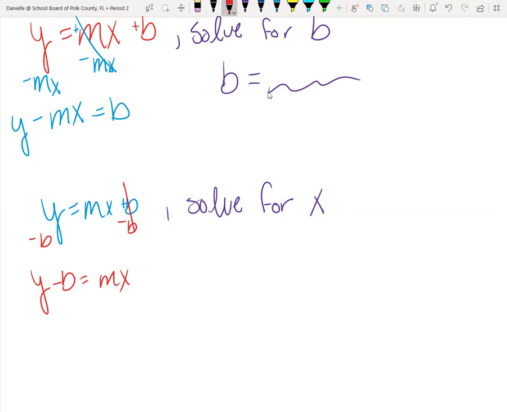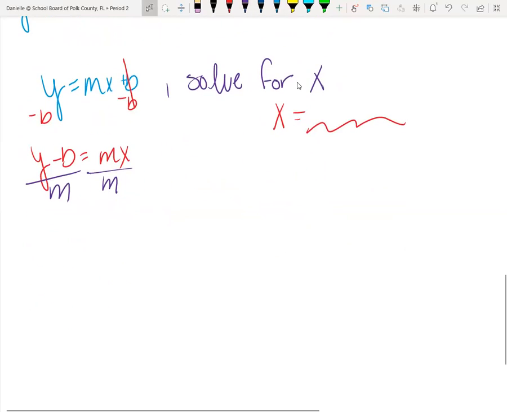And now we're solving for x, which means I have x equals blah. And how do I move that m? I move it with division because they are multiplied together. And I get x equals y minus b all divided by m.